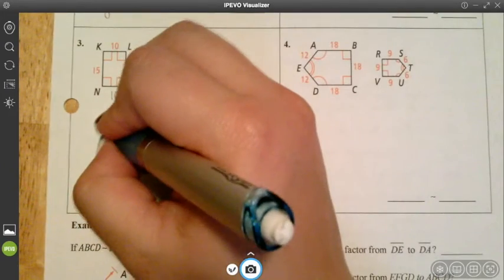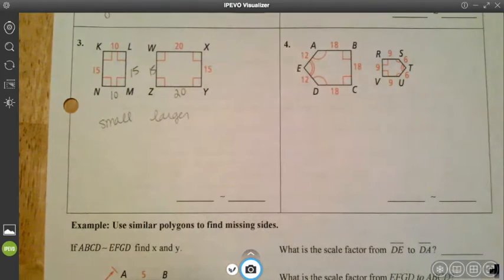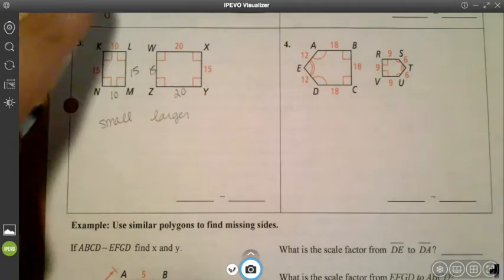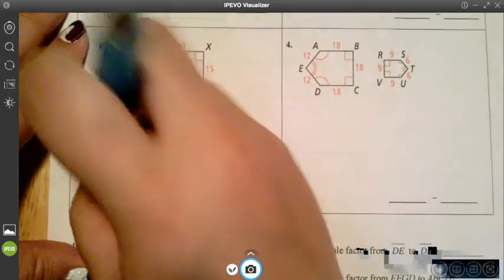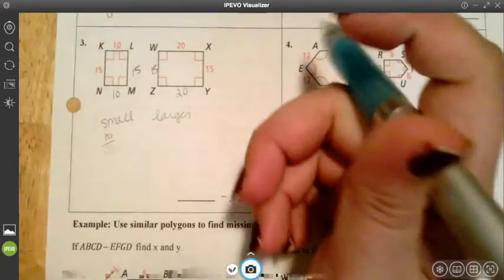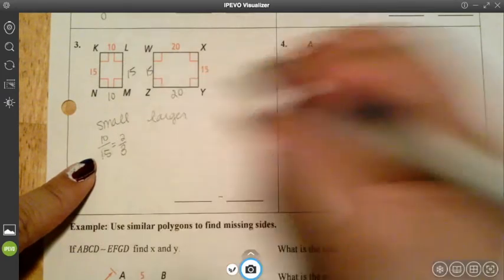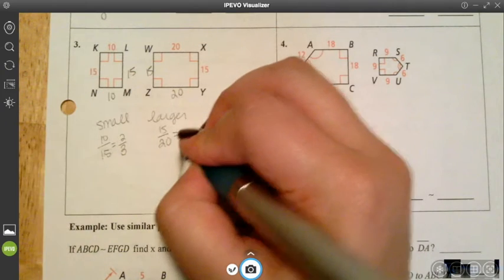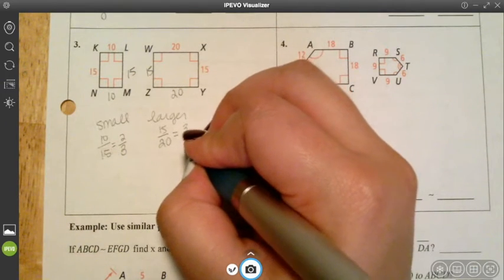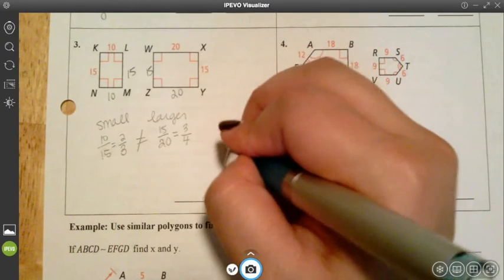And I'm going to say small to large. So I'm going to compare and see if they give me the same ratio. So small side to small side, that's 10 to 15. 15 is smaller. Reduced by 5, that's 2/3. The larger sides, that gives me 15 to 20. Reduce that by 5 would give me 3/4. These are not equal, so they are not similar.